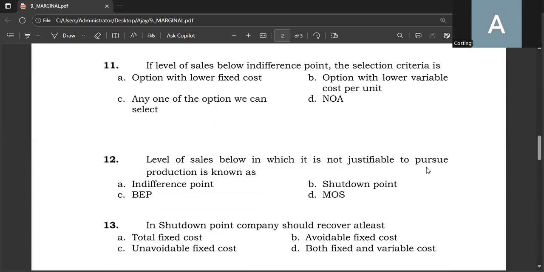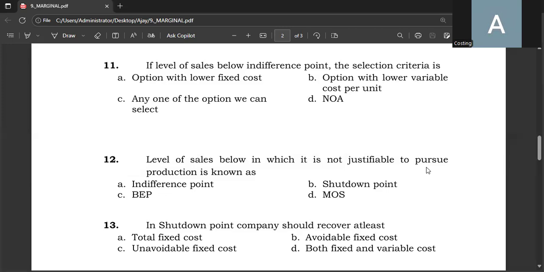Question 12. Level of sales below which it is not justifiable to pursue production is known as option A. Indifference point. Option B. Shutdown point. Option C. BEP. Option D. MOS.